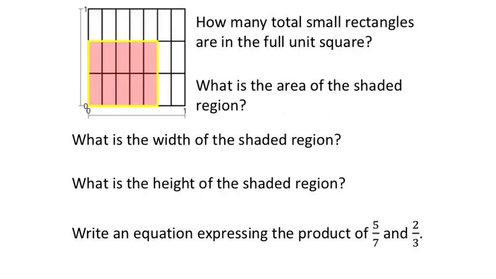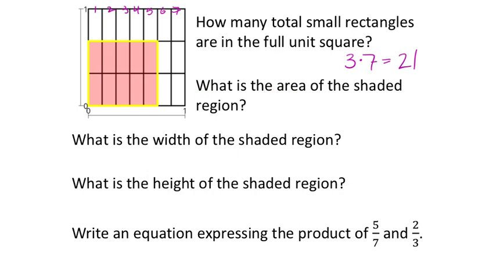So here's a diagram. You may see diagrams like this on the assignment, and we just have to go through the questions. Let's see if we can answer them. How many total small rectangles are in the full unit square? So, you know, we just go in here and count them. I see 1, 2, 3, 4, 5, 6, 7. 7 in each row, and then there's 3 rows. So really, I would show this as 3 rows of 7, which would be 21 of those small rectangles.